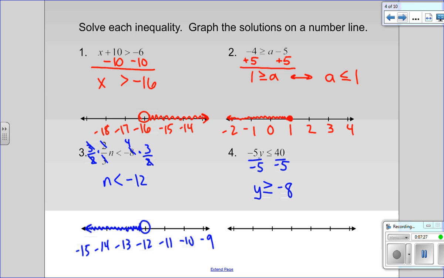Now we can graph this one on our number line. Here we will draw a closed circle at -8 because of the greater than or equal to symbol, and shade all the values greater than -8, as these are our solutions.